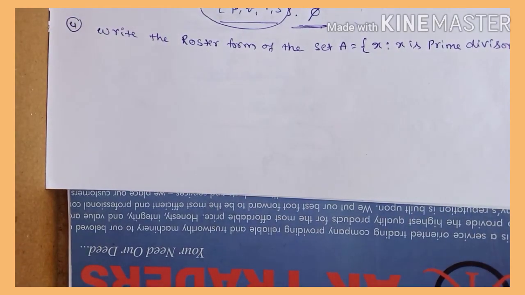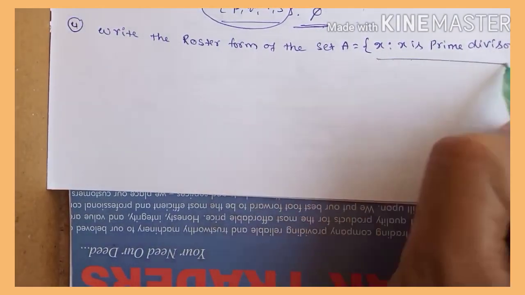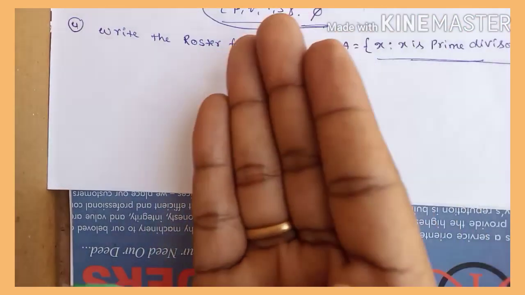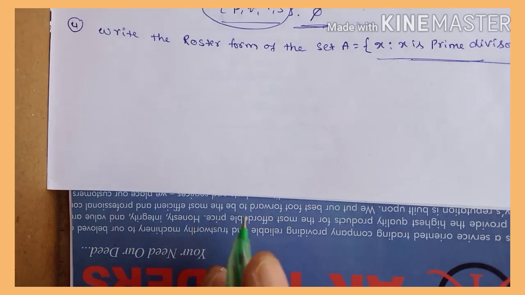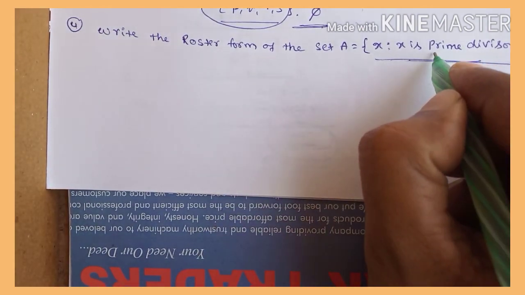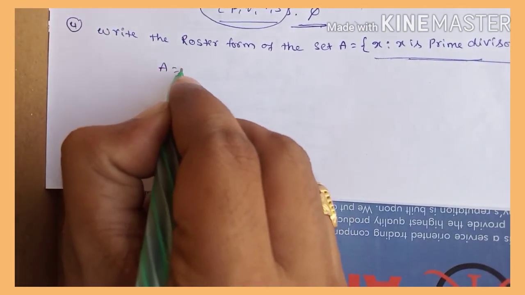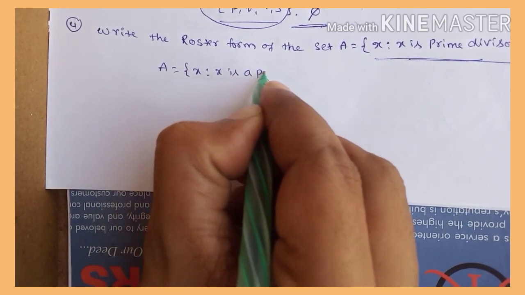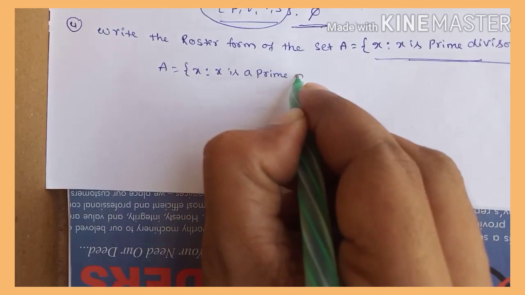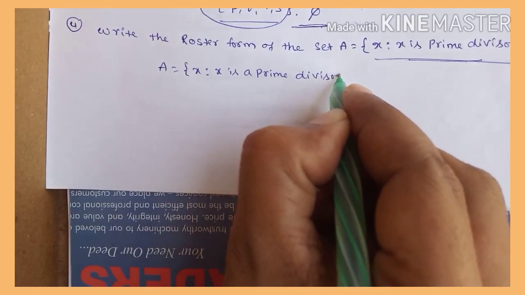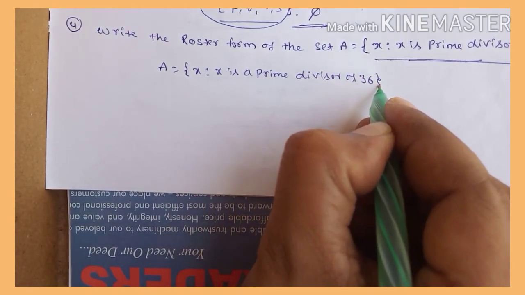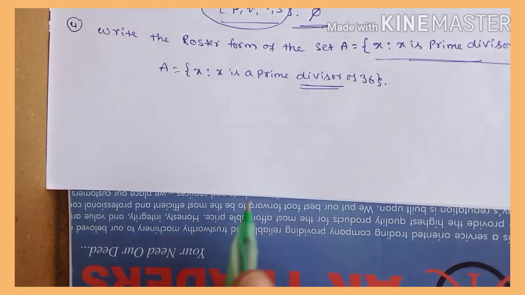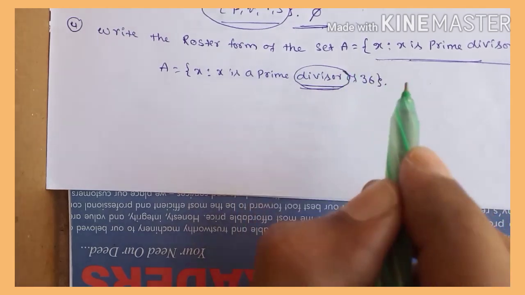Roster form is where you have to write the elements directly. Here the given one is set builder form, so you have to convert set builder form into roster form. What is given? Set A is equal to x such that x is a prime divisor. Divisor or factor, both are the same. So here divisor means factor.